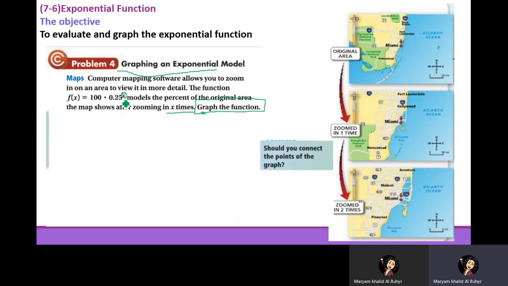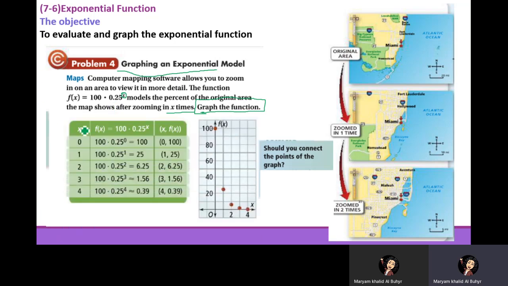Since I'm speaking about the number of times that I'm zooming in, I cannot have negative numbers. Also, I cannot have decimals. The number of times that I zoom in is something I should count. Since I can count it, I cannot have decimals, which means I can call it discrete data. Let me show you what I mean exactly. These points, I'm not going to connect them. So once you use 0, 1, 2, 3, 4, again, you cannot have negatives.